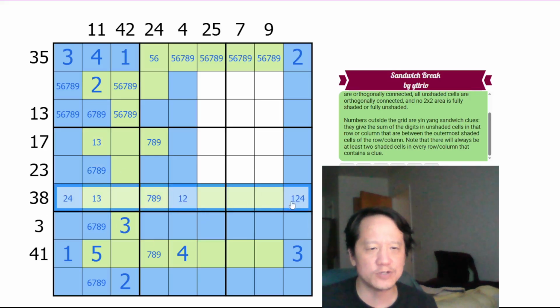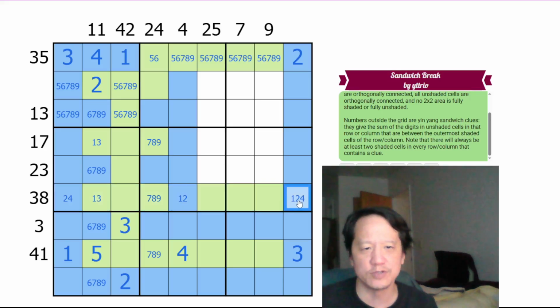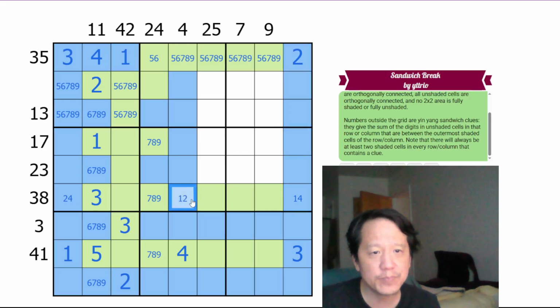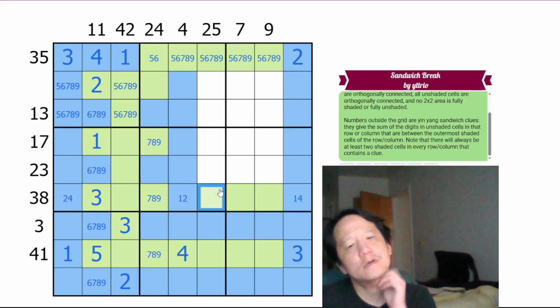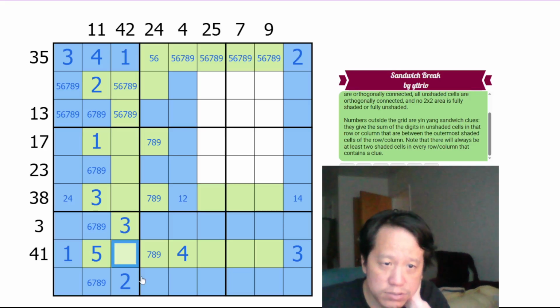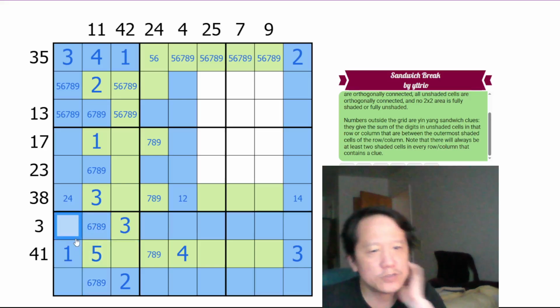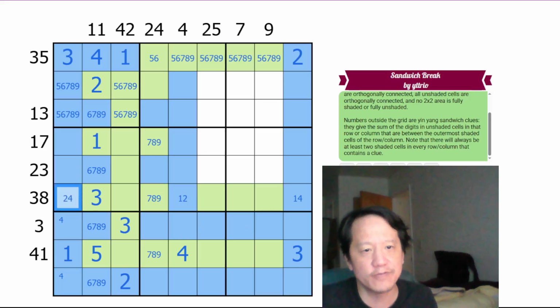We have 1, 2, 4 as a triplet in row 6, which eliminates 1, 2, 4 in the rest of the row. This can't be 1, it's 3, which makes that 1. This can't be 2 because of 2 in the column. These must orthogonally connect somehow. Where's 4 in box 7? Can't be here, can't be here, so it has to be one of these 2, which means this can't be 4, it's 2, which makes this 1, which makes that 4.